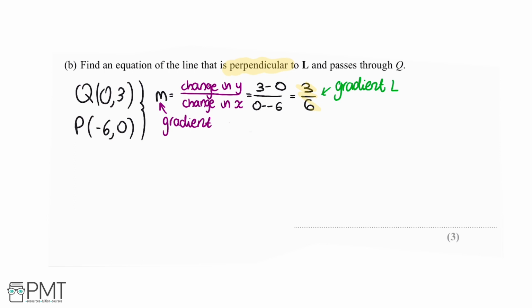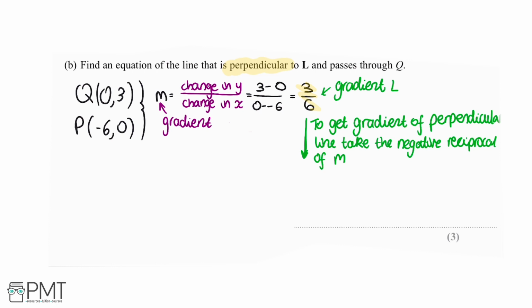Now we want to find the equation of the line that is perpendicular to L. To get the gradient of the perpendicular line, we need to take the negative reciprocal of the gradient. So we flip the numerator and denominator to get 6 over 3, and we make it negative. This is the gradient of the line perpendicular to L.